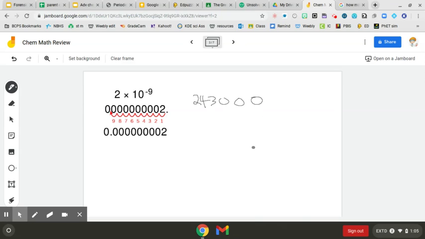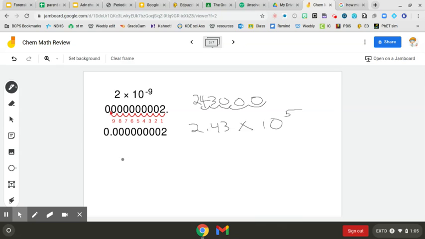So pause the video, take a second, try to do it yourself. Now I'll go ahead and do it. So I want a number that's bigger than 1, less than 10. So I want my decimal right here. 2.43 would do that. And then you'd have your times 10, and your power would be how many places you moved it. So I moved it from here, 1, 2, 3, 4, 5 spots. Since that original number was bigger than 1, that's a positive 5.